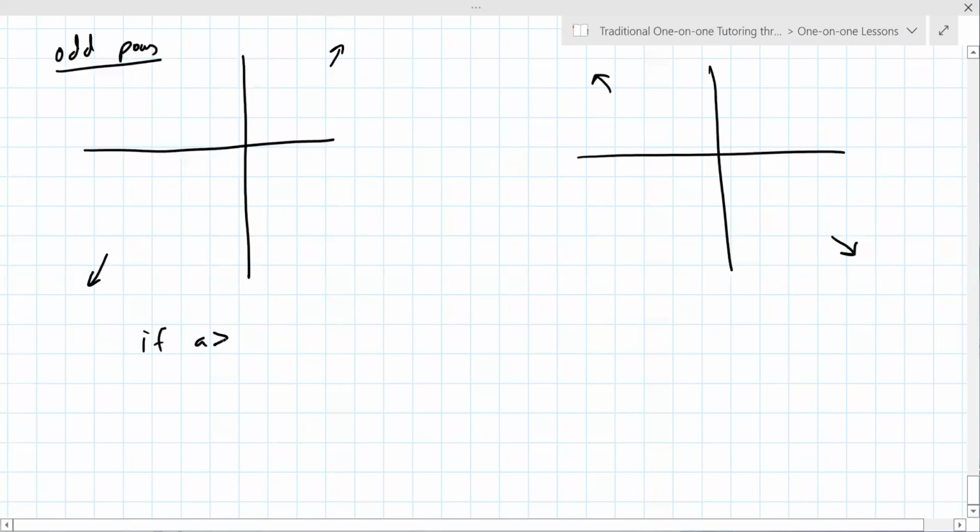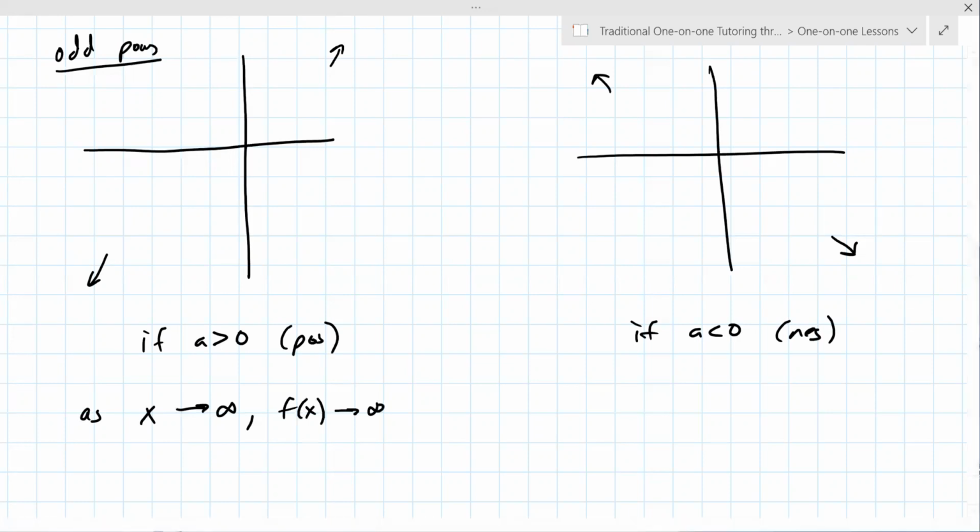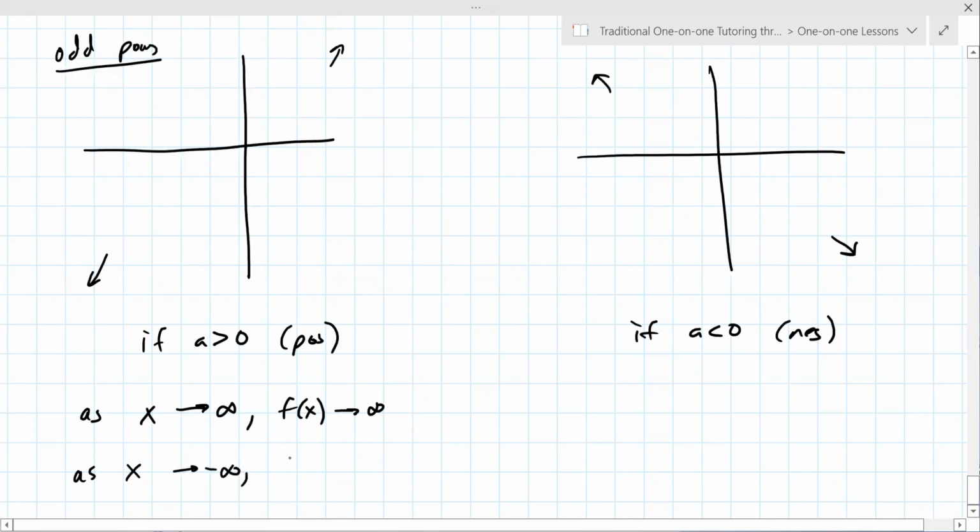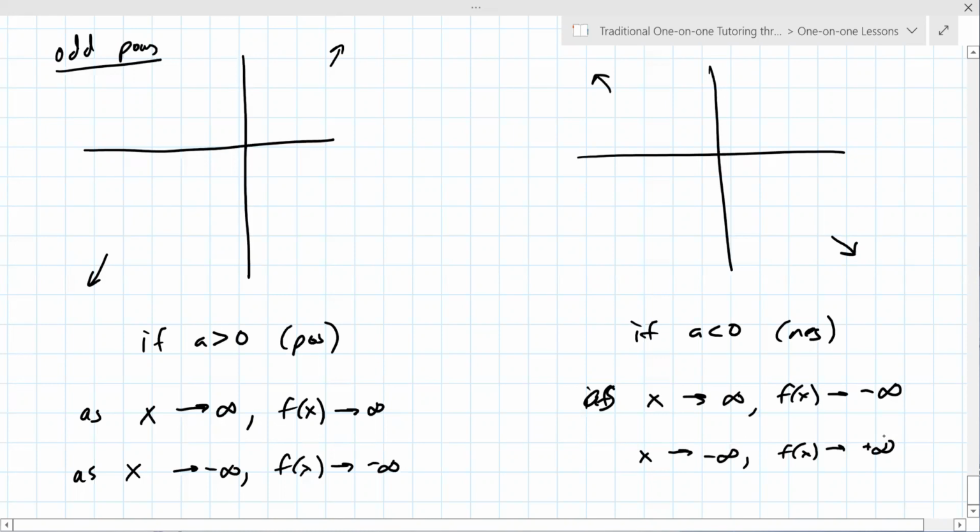This is if A is greater than 0, positive, the leading term. If A is less than 0, negative, leading term. And then you have 4 more of these statements, 2 for each. As x goes to infinity, f of x goes to infinity. That's the one on the top right here. And then as x goes to negative infinity, f of x goes to negative infinity. And then on the right here, as x goes to infinity, f of x goes to negative infinity, and as x goes to negative infinity, f of x goes to positive infinity.